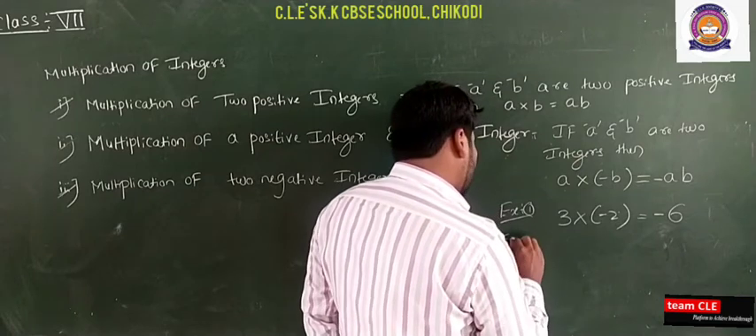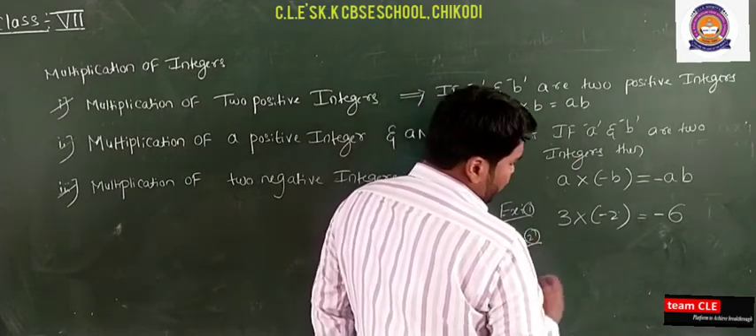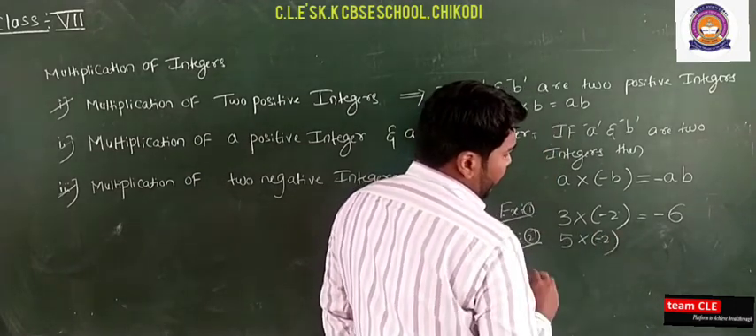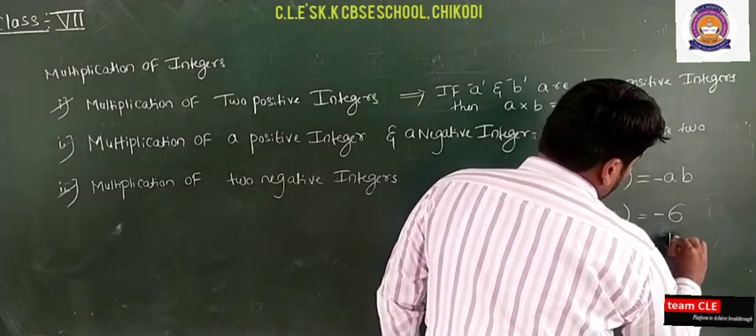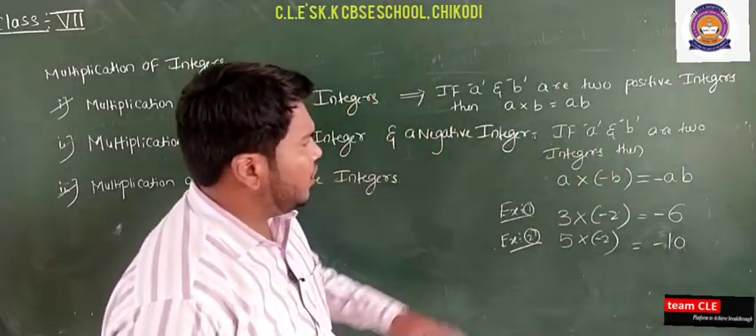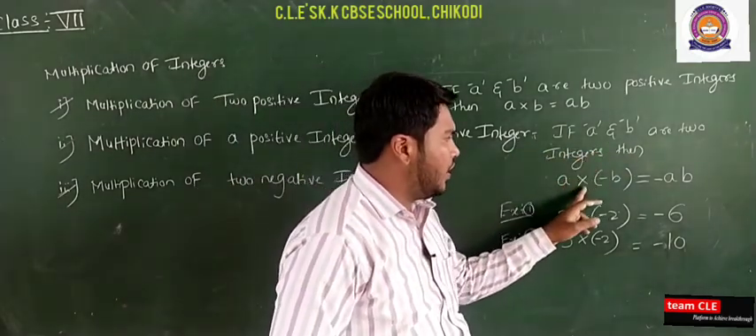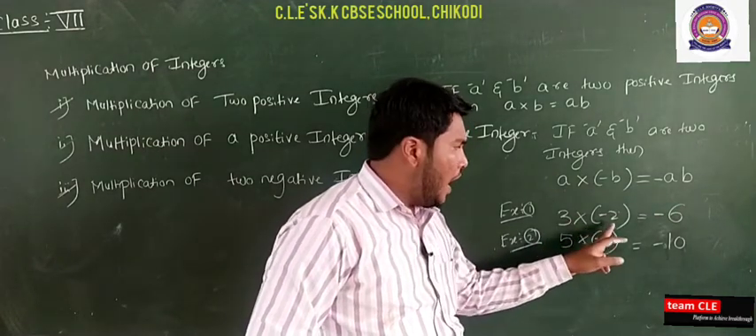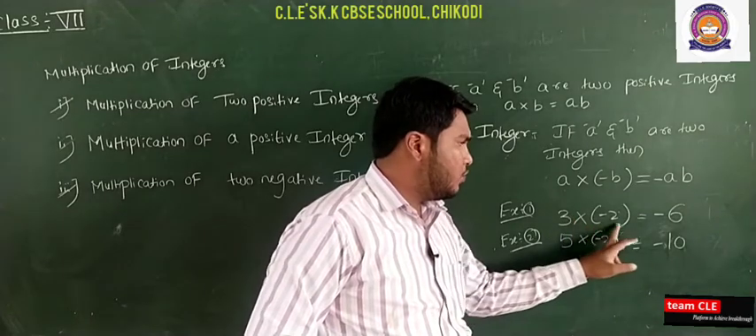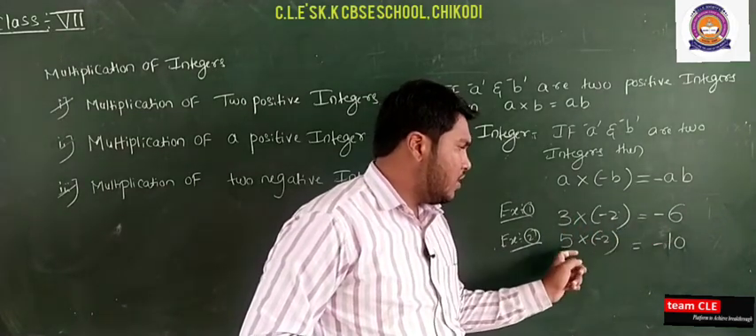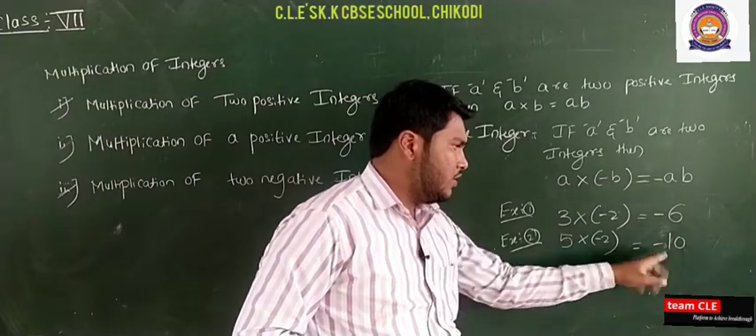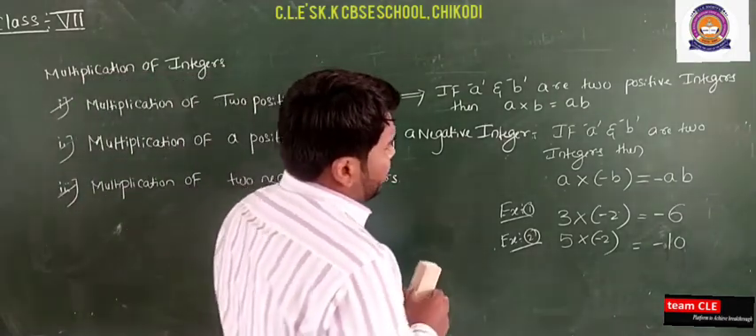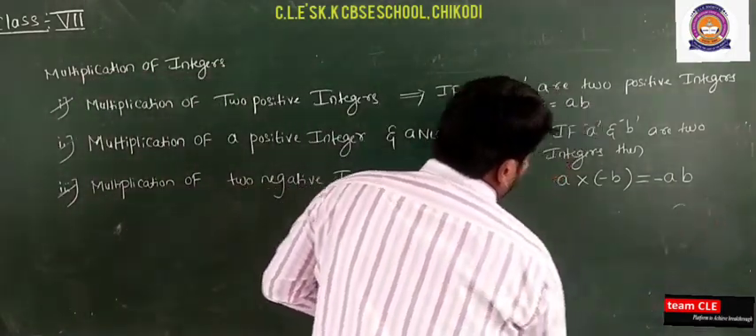One more example, example number 2: 5 into minus 2. 5 twos are 10, and plus into minus is minus 10. So if a and b are two integers, then a into minus b is equal to minus ab. For example, 3 into minus 2 is minus 6, and 5 into minus 2 is minus 10. This is the multiplication of a positive integer and a negative integer. All of you go through this one.